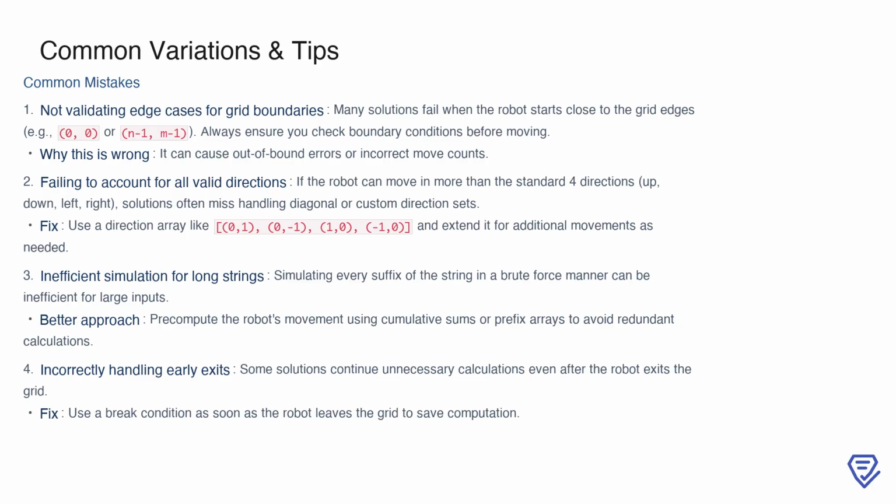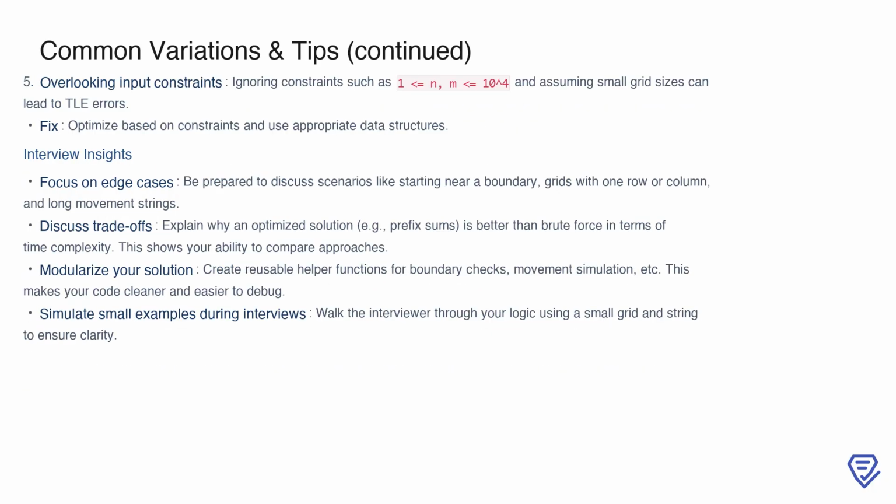Continuing calculations unnecessarily wastes resources, so be sure to use a break condition as soon as the robot exits the grid. Another important consideration is input constraints. Ignoring constraints like the grid size limit of up to 10,000 in both dimensions can lead to time limit exceeded errors if your solution isn't optimized. Always tailor your approach to accommodate these limits, and use efficient data structures where necessary.